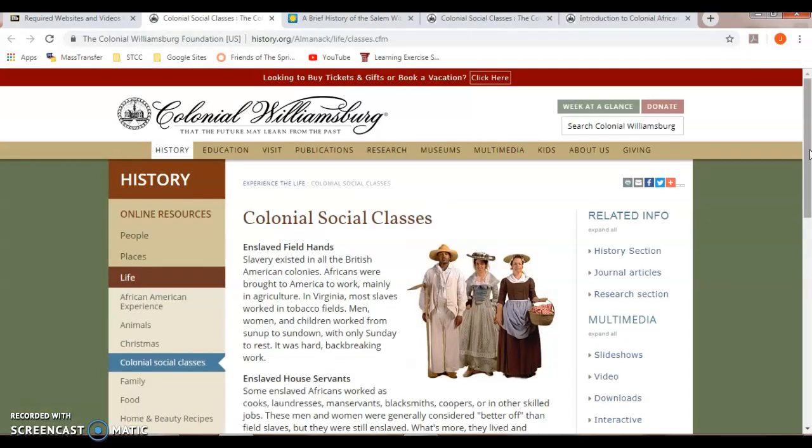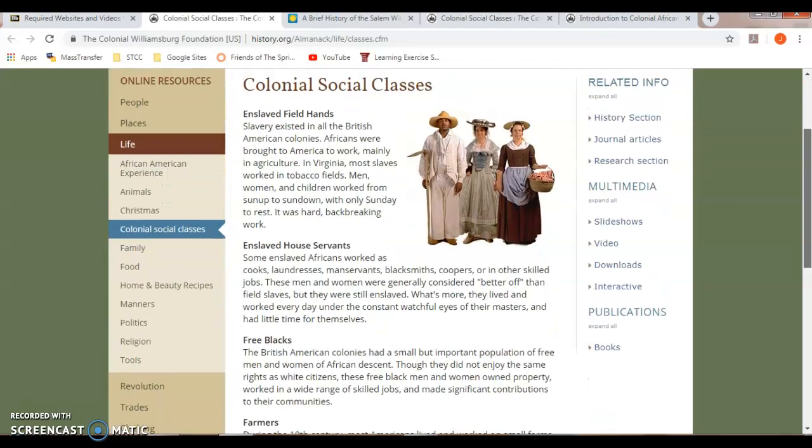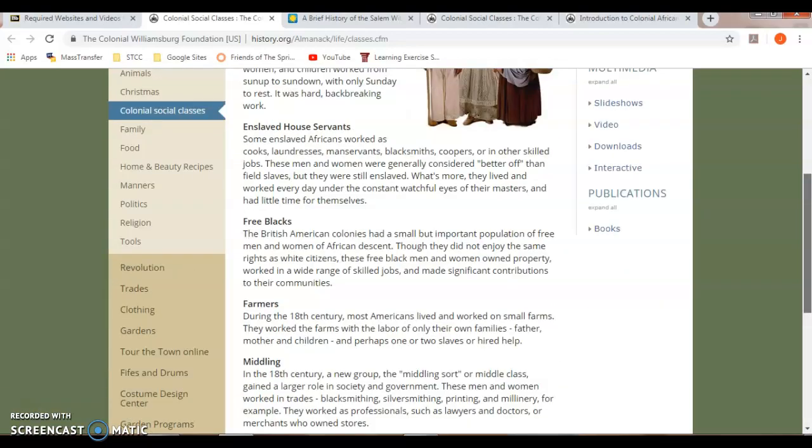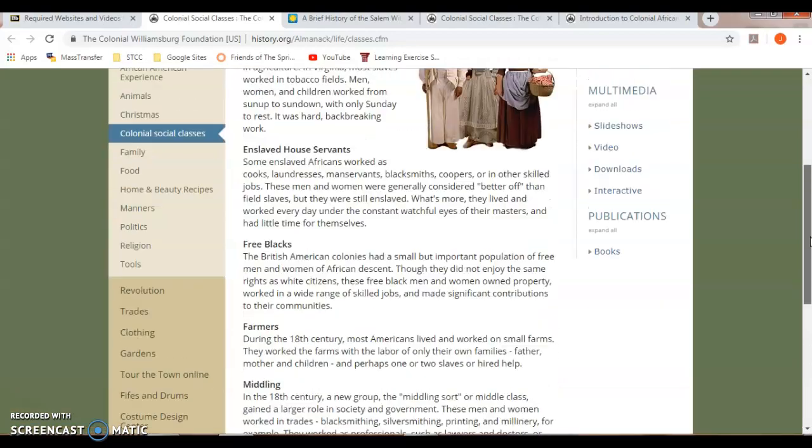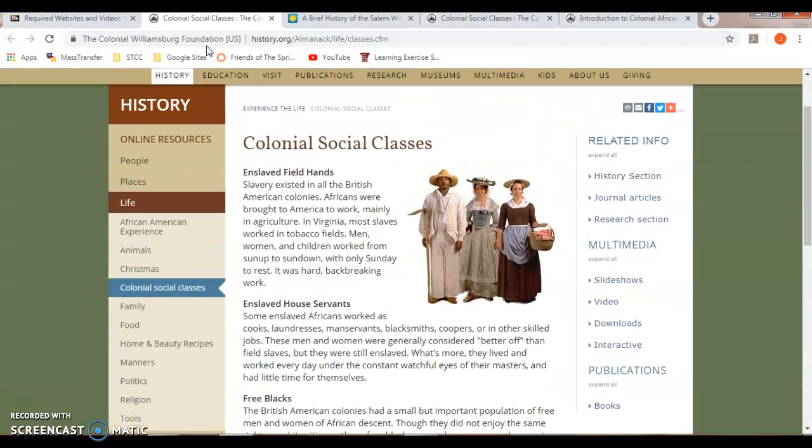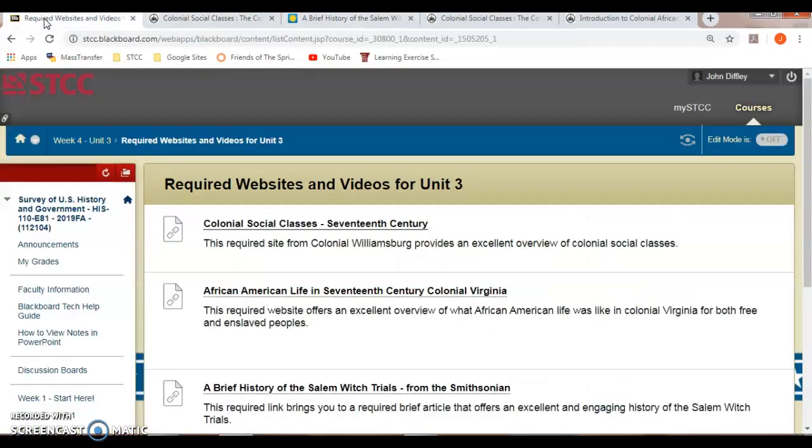This is from Colonial Williamsburg. Feel free to look around. There's more on clothing. You can see all sorts of stuff here. But use this overview for that.